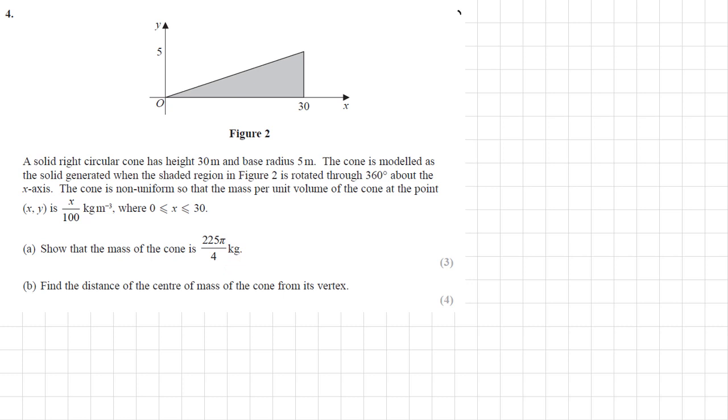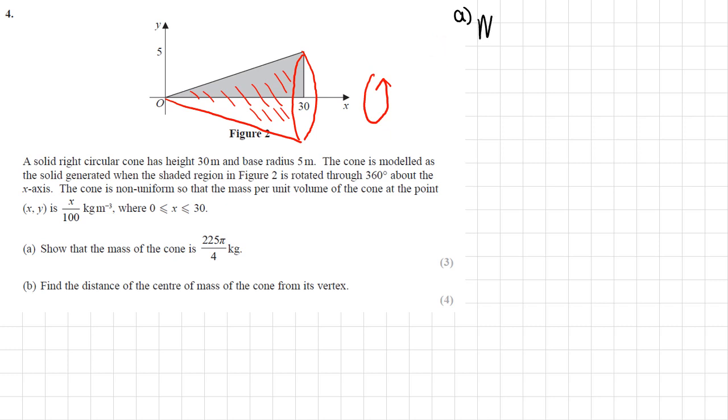Okay, so the first thing I'm going to do for part A is just to draw what this volume of revolution is going to look like. So I'm going to get a cone that's going to look something like this as it gets rotated around the x-axis. I'm going to need the equation of this line, and I'm going to need the formula I'm going to use to find the mass.